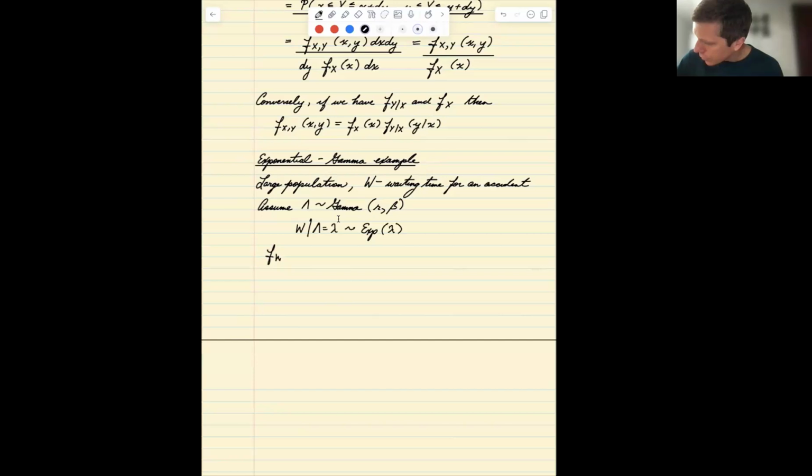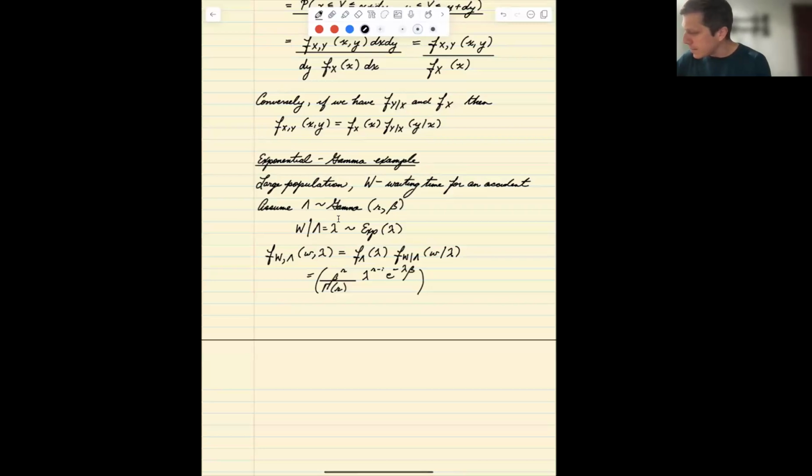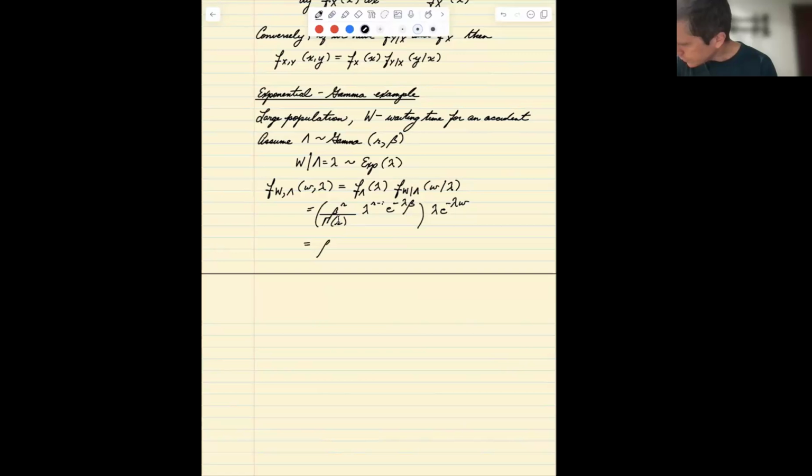So by the previous multiplication rule, the joint density of W and lambda is the marginal of lambda times the conditional of W given lambda. Well, the marginal of lambda is gamma R beta, so it's beta to the R over gamma of R, lambda to the R minus 1, e to the minus lambda beta. And W given lambda is lambda e to the minus lambda W, just exponential lambda. And so this is equal to beta to the R over gamma of R, lambda to the R, e to the minus lambda times W plus beta.